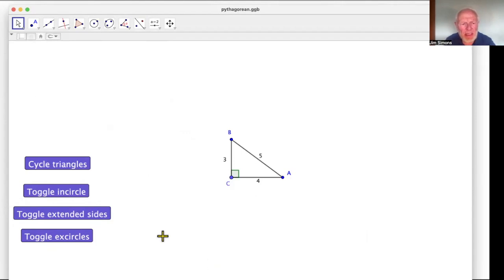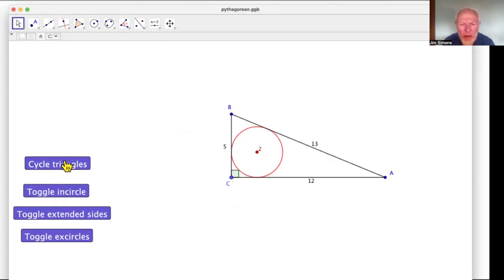And I'm going to put in the in circle. So that's the circle that sits inside the triangle and touches all three sides. And I've marked the centre, with the radius of the in circle, the in radius, which is 1 exactly. So that's pretty. The in radius of a 3, 4, 5 triangle is exactly 1.